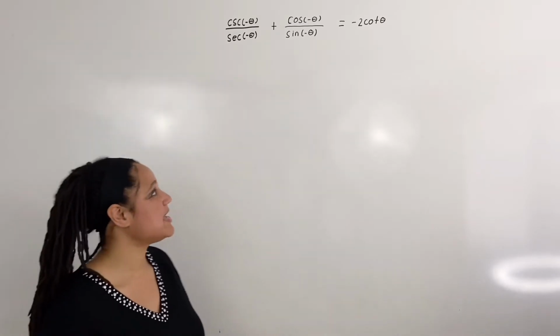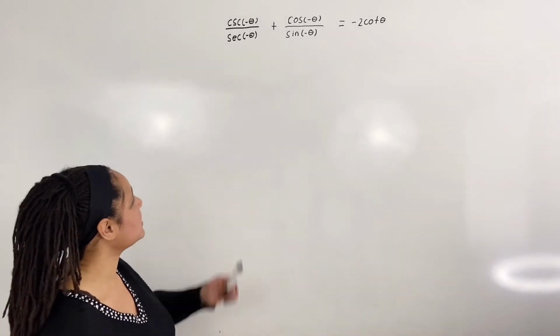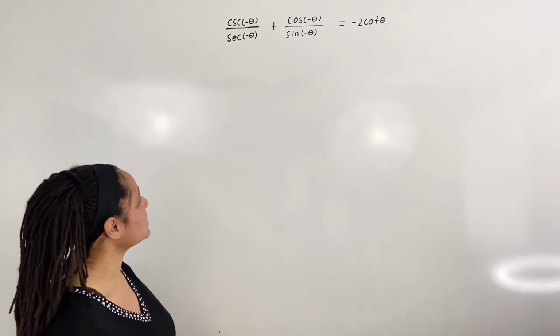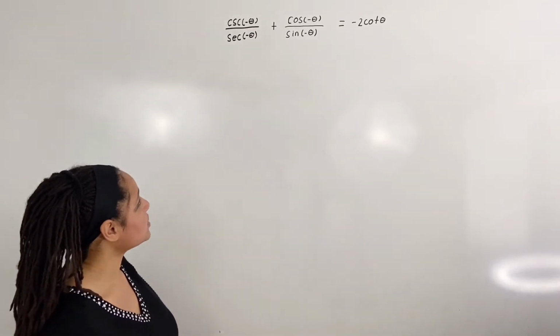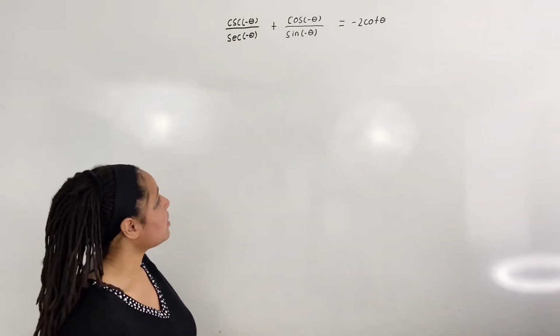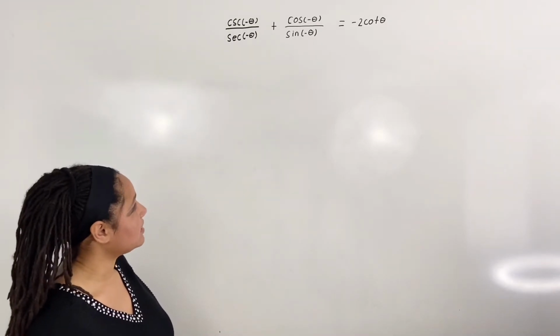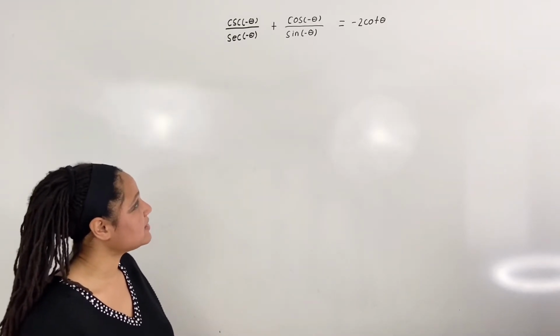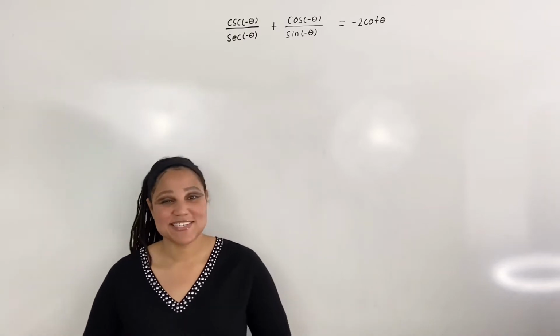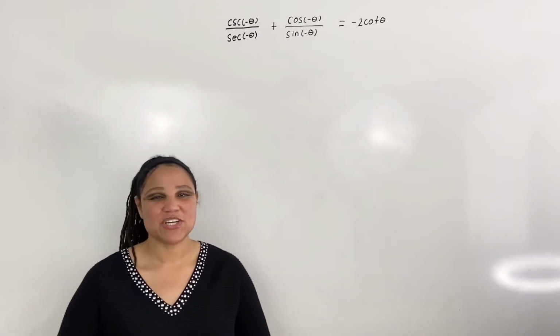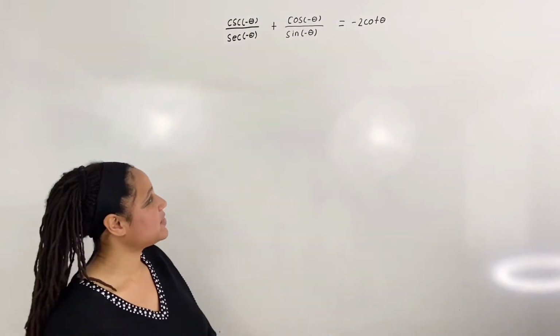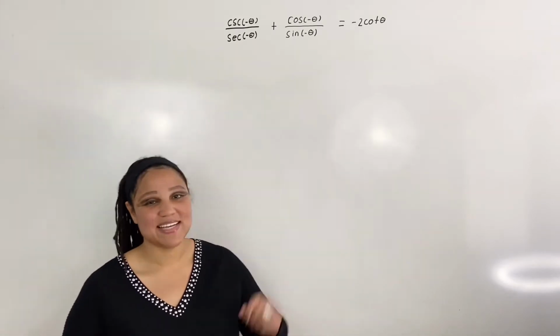Looking at our example here, we have cosecant of negative theta over secant of negative theta plus cosine of negative theta over sine of negative theta is equal to negative 2 times cotangent of theta. And we want to show that the left-hand side of the equation is equal to the right-hand side.